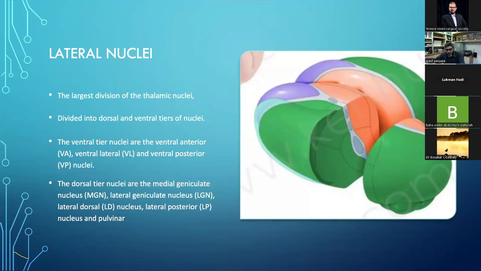The dorsal tier nuclei also involve the pulvinar, and then the lateral geniculate nucleus and the medial geniculate nucleus also. There is a school of thought where the geniculate nuclei are grouped as separate from the thalamus, but most hypotheses include these geniculate nuclei in the thalamic nuclei itself.